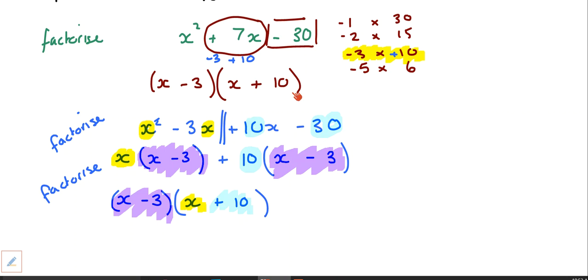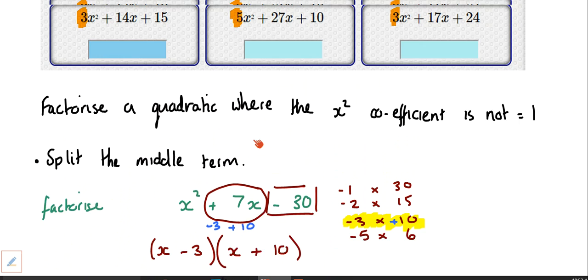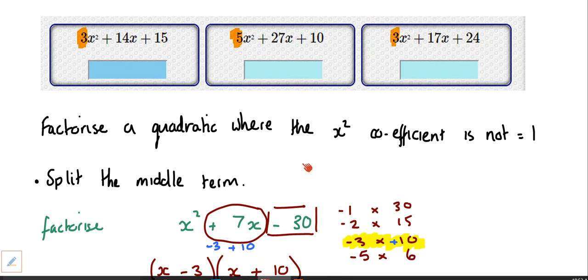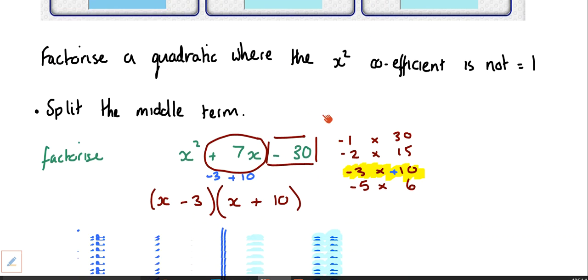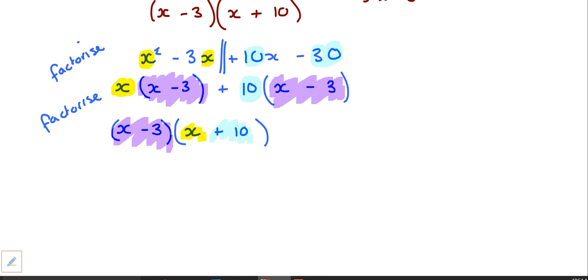Right, so I'm going to have a look at this question now. 3x squared, but I'm going to rewrite this. 3x squared plus 14x plus 15. Okay, so we are now going to do a different one. 3x squared, 14x plus 15. Okay, so we want to factorise this. We're going to factorise this one.